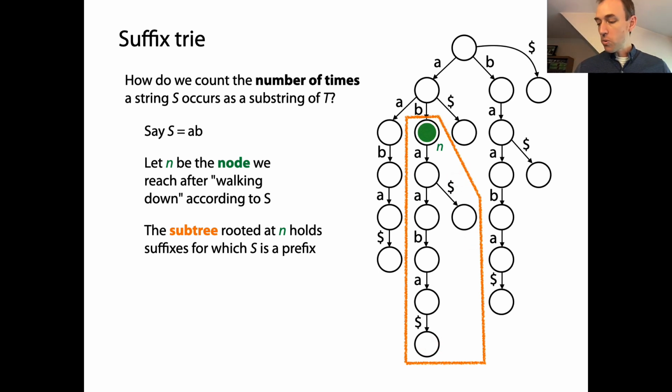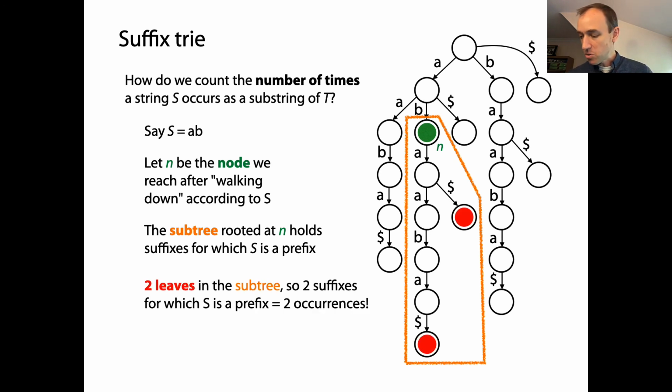But at any rate, the important thing to notice about this subtree is that the leaves in that subtree correspond to the suffixes that have s as a prefix. I'll say that again. The leaves of the subtree correspond to the suffixes for which s is a prefix. There are two such leaves in the subtree with the orange line around it. That means there are two suffixes for which s is a prefix. In other words, the answer to the query, what's the number of times that the string s occurs as a substring of t, is 2.